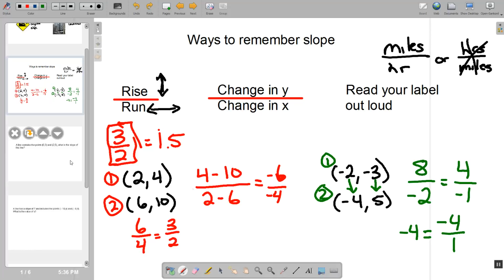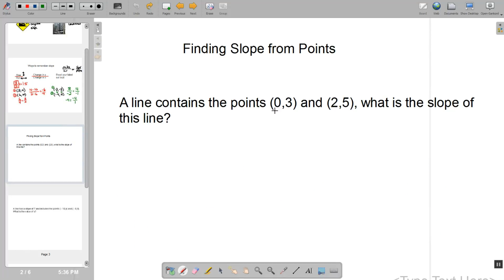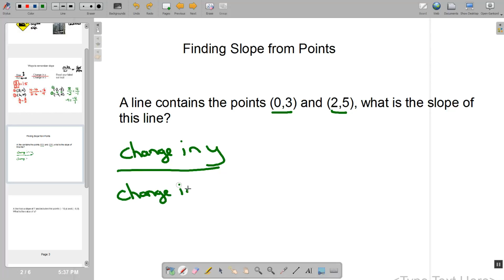Now, if I'm looking at this point right here, it says a line contains the points (-3, 0), (3, 2), (5)... What is the slope of this line? Now, once again, we're going to do the change in y over the change in x. So I'm going to take ordered pair 1 and then ordered pair 2.